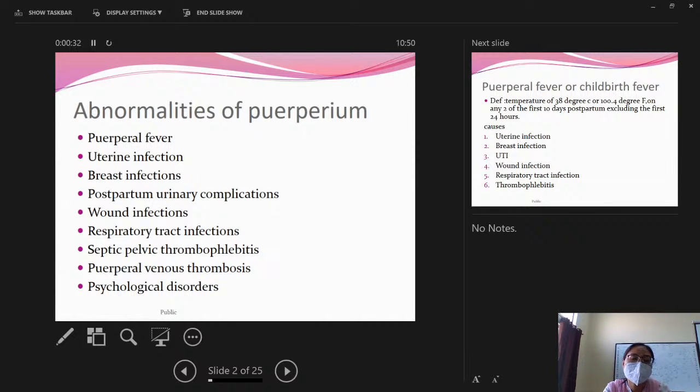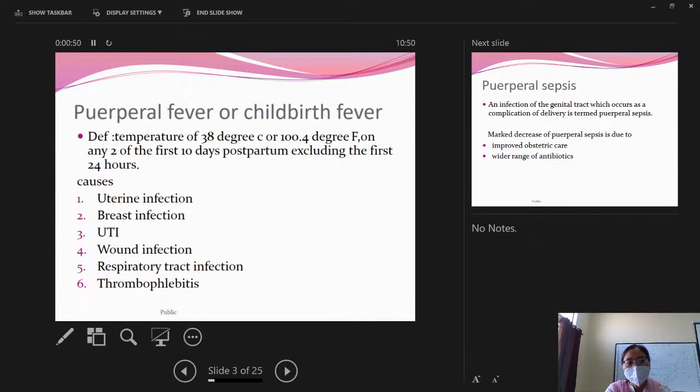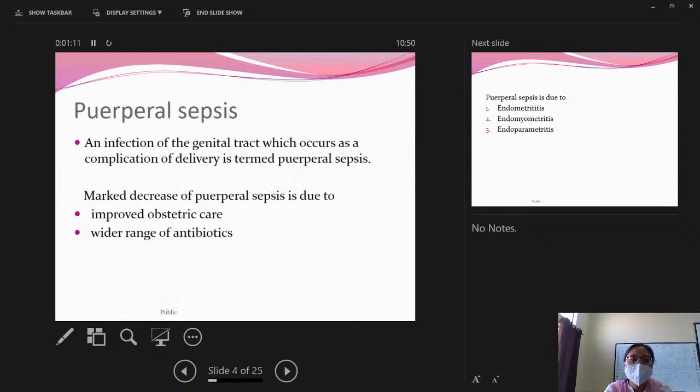It can be just a puerperal fever or uterine infection, breast infection, puerperal urinary tract infection, wound infection, respiratory tract infection, pelvic septic thrombophlebitis, puerperal venous thrombosis, or a psychological disorder. Puerperal fever, or childbirth fever, is a temperature of 38 degrees Celsius or 100.4 degrees Fahrenheit on any two of the first 10 days of puerperium, excluding the first 24 hours. The causes can be uterine infection, breast infection, UTI, wound infection, respiratory tract infection, or thrombophlebitis.